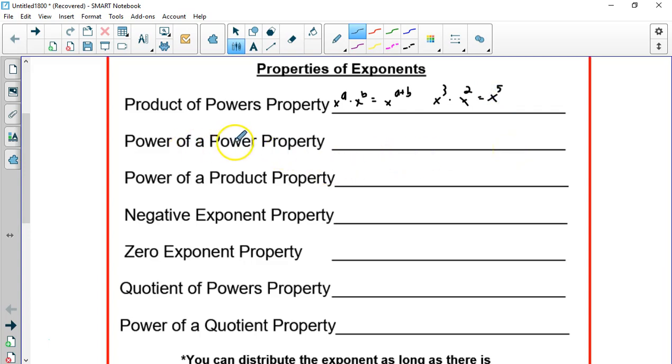Now, power of a power. Power is exponent. So if we have something raised to a power, or an exponent, like x to the a, but then we raise that to another power, b, well, we multiply a times b. So another example, if we have x cubed, that's a power, but then we take that to another power, we multiply in this case, and we get x to the 6th.